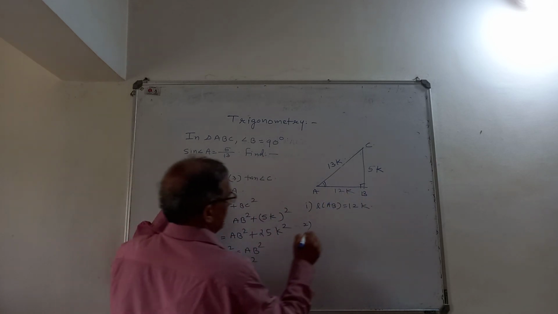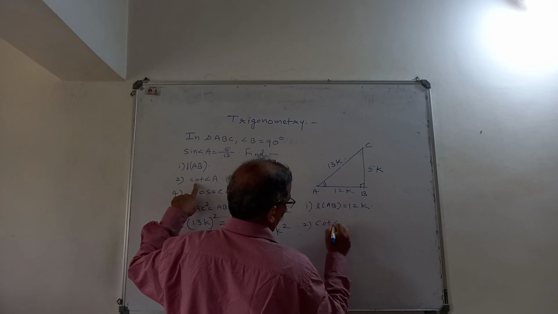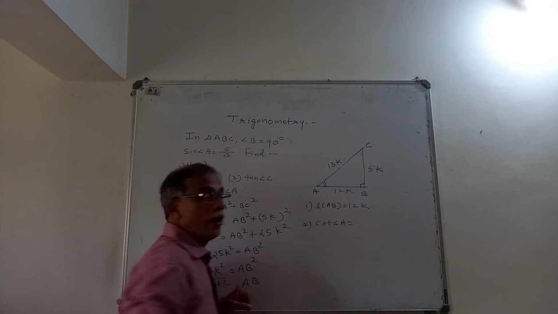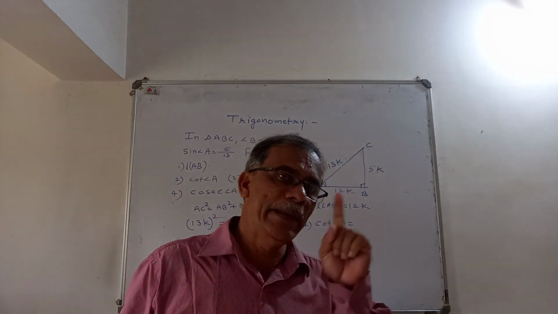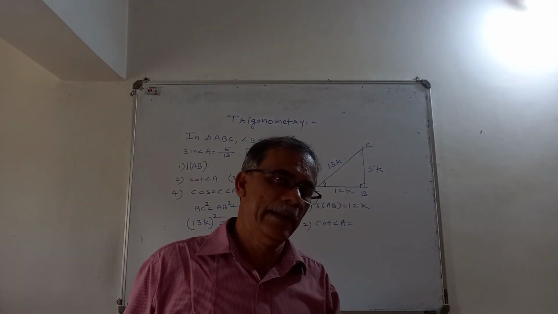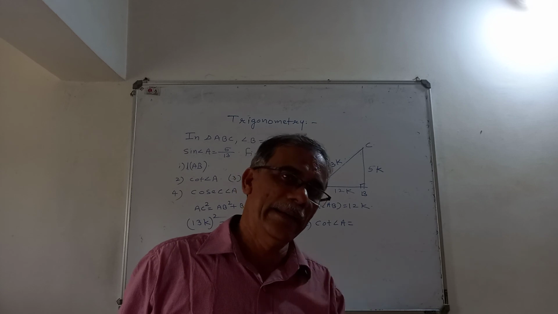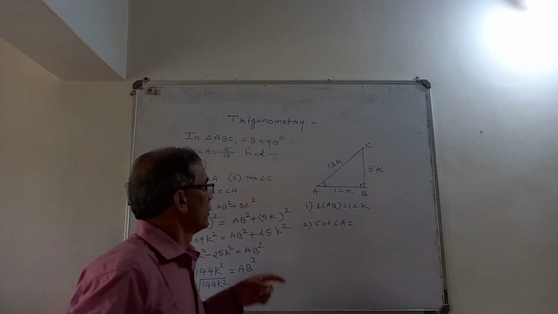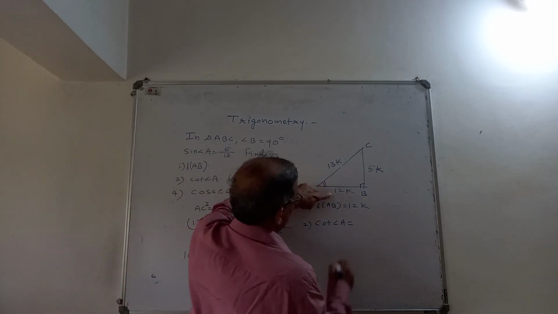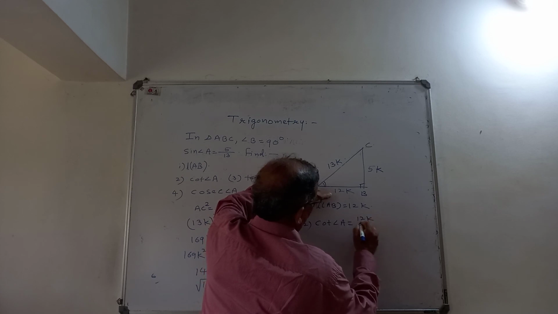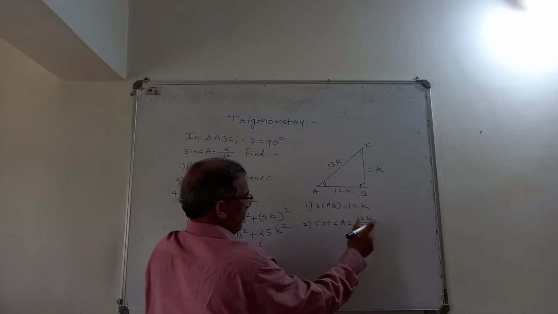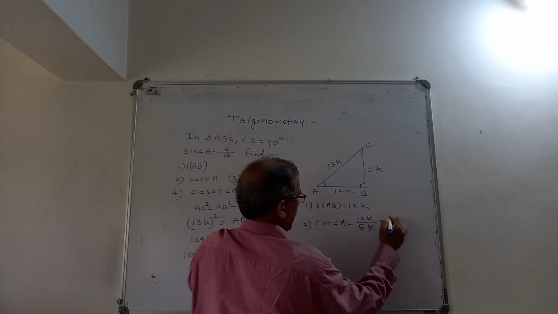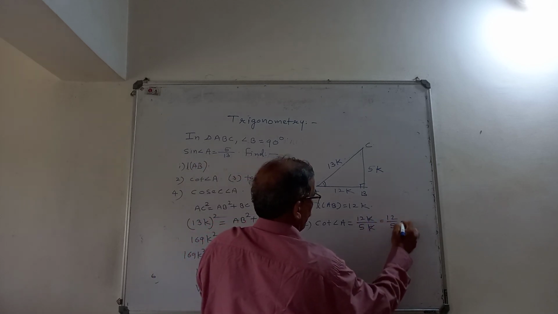Now cot angle A. Cot angle A. Cot means inverse of which ratio? Tan ratio. Tan means opposite upon adjacent. Now cot means what? Adjacent upon opposite. So for angle A, which is adjacent, 12k, upon opposite what? 5k. Now this k will get cancelled and you will get 12 upon 5.